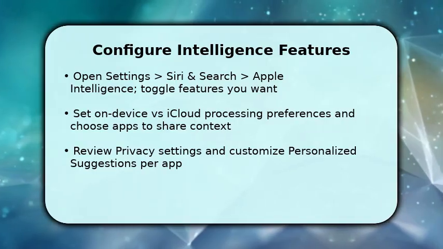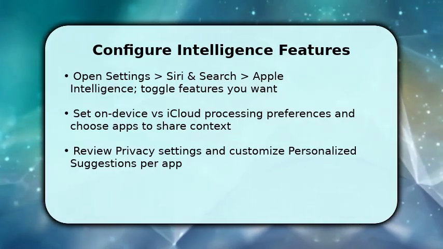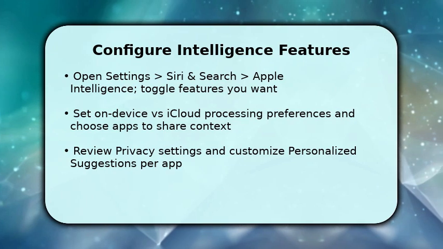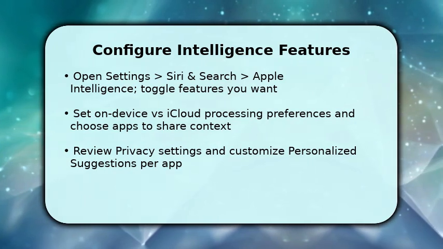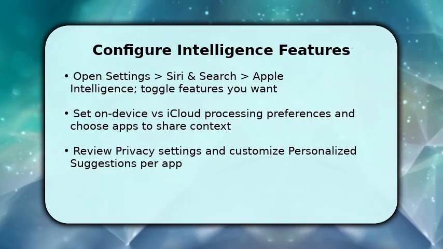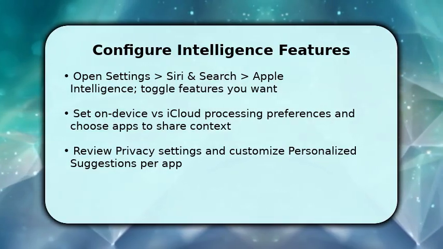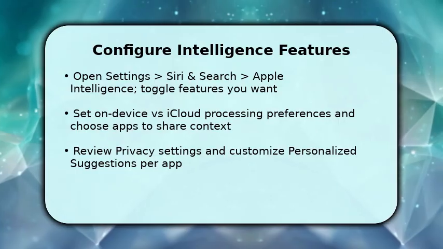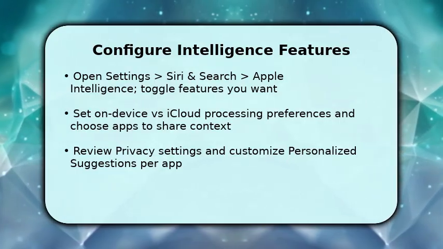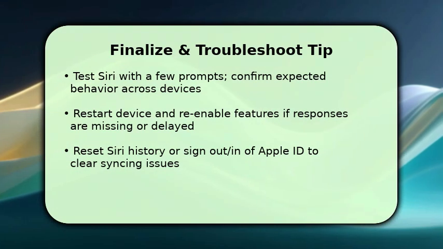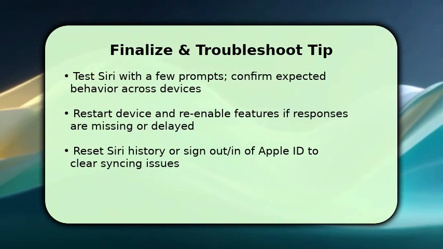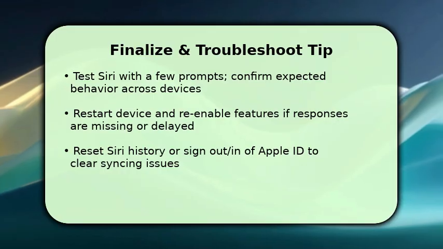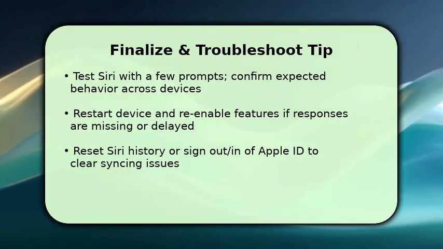Then pick which apps can share context with Intelligence: Mail, Messages, Notes, so Siri has useful signals. Make sure to fine-tune personalized suggestions in Privacy, so the assistant surfaces relevant results without exposing unwanted data. Finish by testing Siri with varied prompts. Ask for summaries, drafts, or proactive suggestions to confirm functionality.